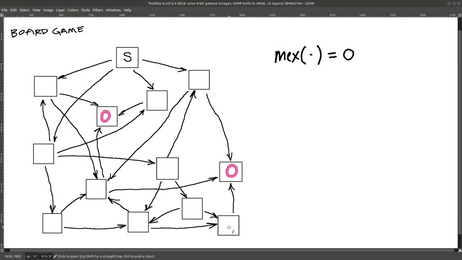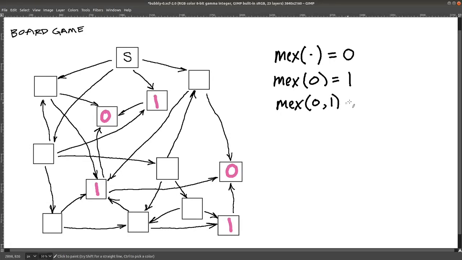Now, if a state only has one output and that output is 0, that state gets a number of 1. And the same with this one, because this one points at 2 outputs and they're both 0. That also gets a number of 1. Here has one output that's 0, that gets a number of 1. And that is because the mex of 0 is 1. Okay, how about this state here? This state has 2 outputs. One has a number of 0, one has a number of 1. So the value for this state is going to be the mex of 0 and 1, which is equal to 2.